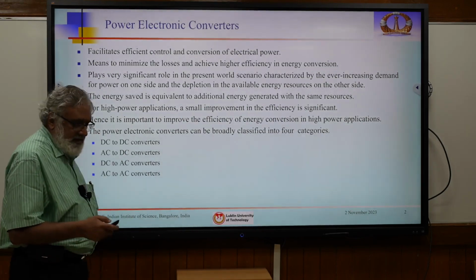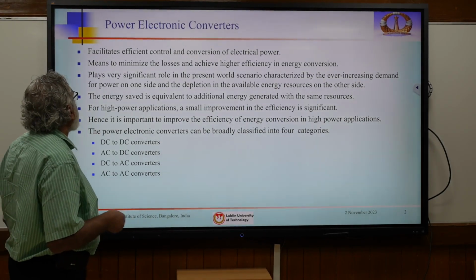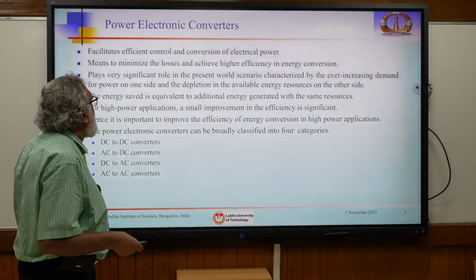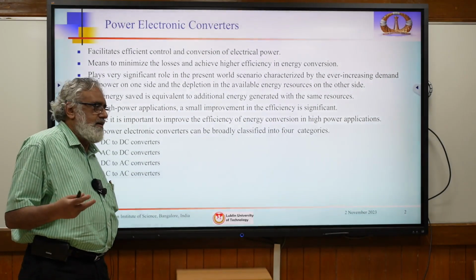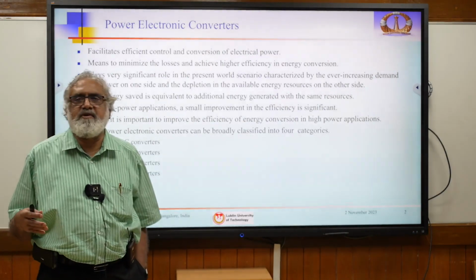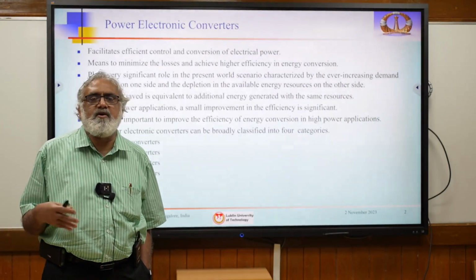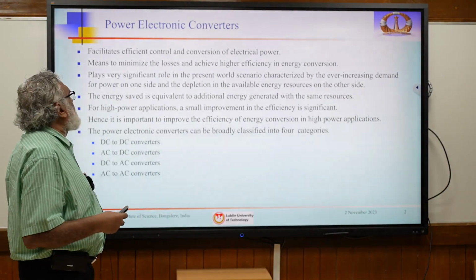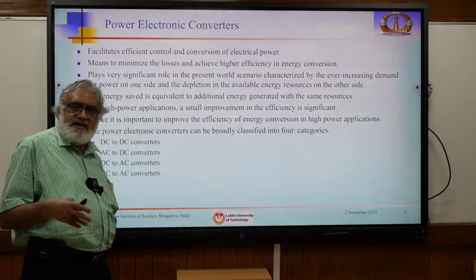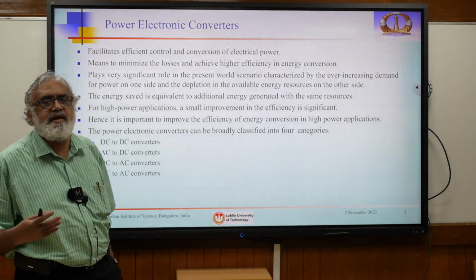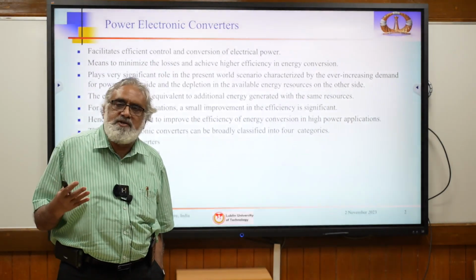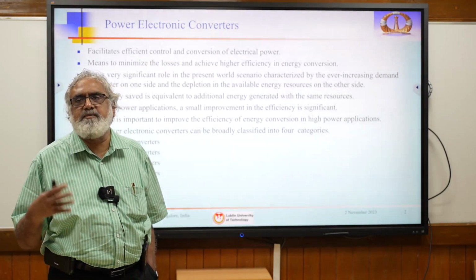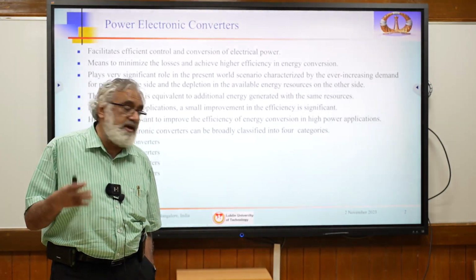Power electronics converters: these are some of the facilities. It facilitates efficient control and conversion of electric power. You have the power control with power devices and other computing power available. Fast control, easy control of power is possible. Then minimize the losses and achieve high efficiency in energy conversion. With devices with low on-state loss, we can go for high frequency switching. So many of the inverters can go for high efficiency, more than 90 percent is possible nowadays, 94, 95.